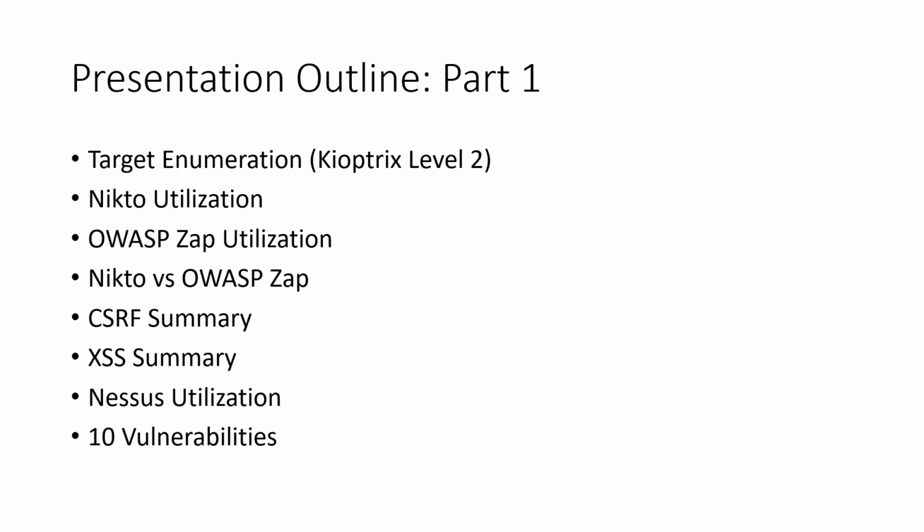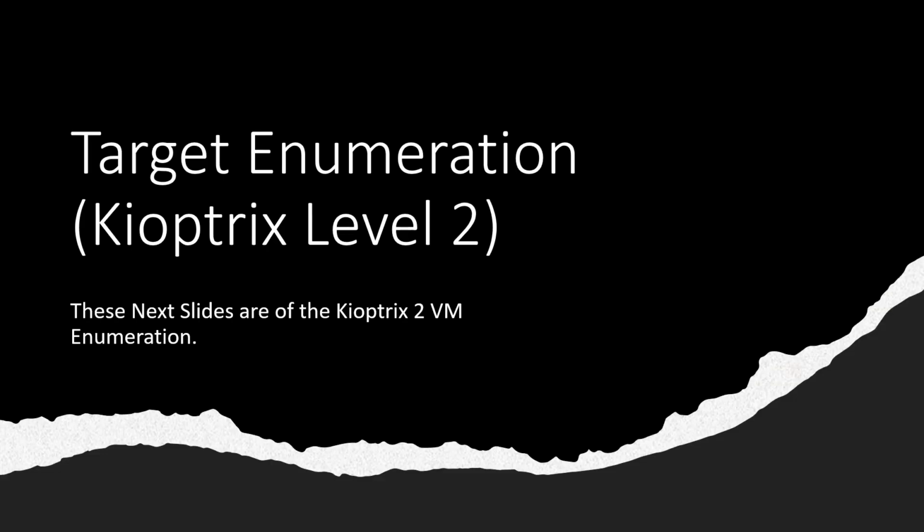So it'd be target enumeration on Chioptrix Level 2, Nikto utilization, OWASP ZAP, Nikto versus OWASP ZAP, so the differences between the two, CSRF summary, XSS summary, Nessus utilization, and I will show you the 10 vulnerabilities.